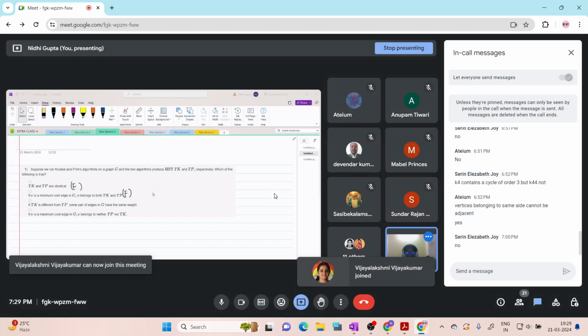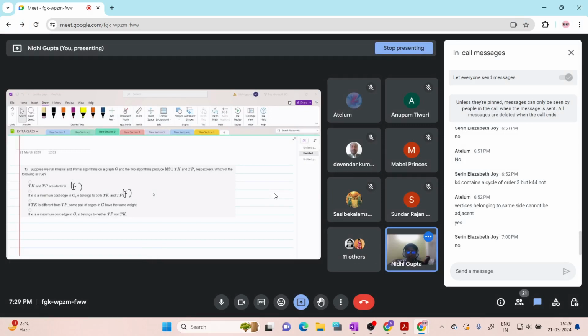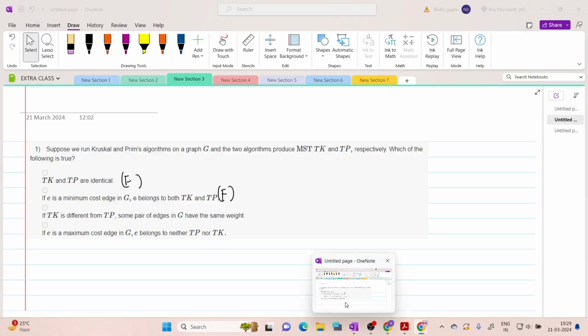So this is just the contrapositive of this statement. If we are getting two different spanning trees, then some of the edges should have the same weight, because if all the edges have different weights, then the spanning tree should be unique and we should be getting a unique answer. So we see that the third statement is true.